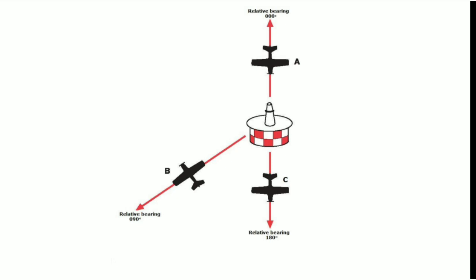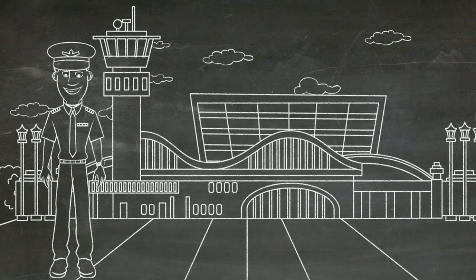As you can see, this is the ground station, and aircraft A's relative bearing is 000, because taking datum from heading, the heading is pointing to the station. So the relative bearing will be 0. For aircraft B, the relative bearing is 090, again taking datum from heading to the ground station. And for aircraft C, the relative bearing is 180. Hope you fully understand the topic.